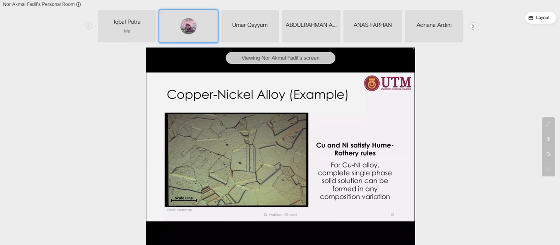So this is an example, copper nickel. Copper nickel is one example of a complete solubility alloy. Okay, copper and nickel. Why? Because it satisfies the Hume-Rothery rules. What are the Hume-Rothery rules? You have learned this in chapter 3 on solidification, which allows substitutional diffusion. Okay, substitutional.